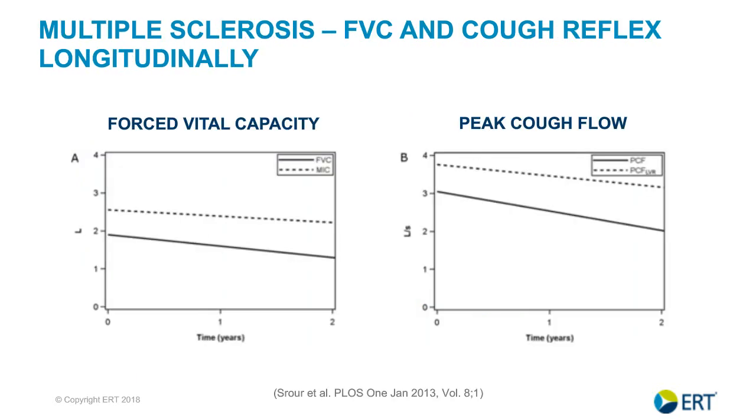It's also of prognostic relevance, for example, forced vital capacity. If you look at people who have low forced vital capacity, you see that there is a progressive loss of forced vital capacity over time. It's accelerated, particularly in those patients who have progressive disease. And also the peak cough reflex, on the right side, is progressively declining over time, particularly in those patients who have progressive disease and poorer prognosis.